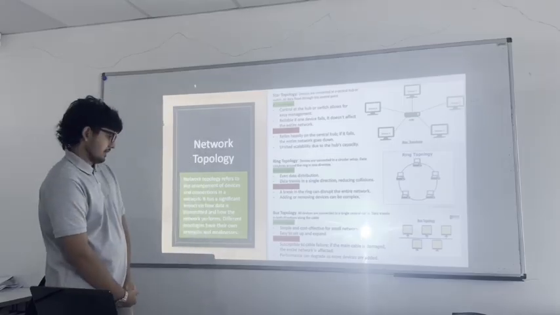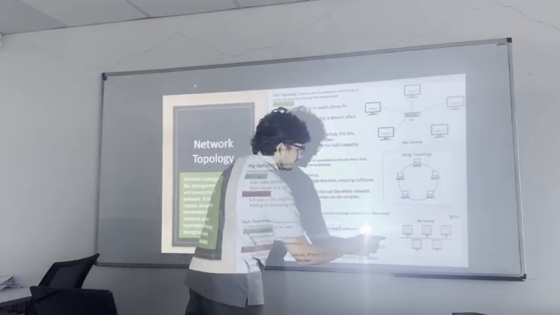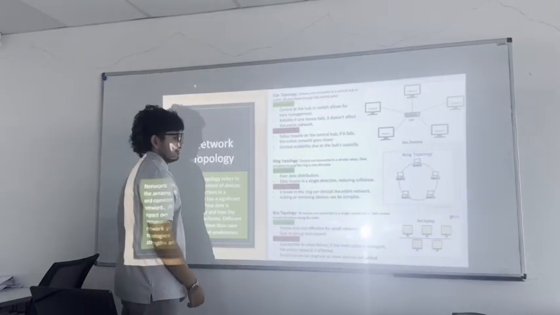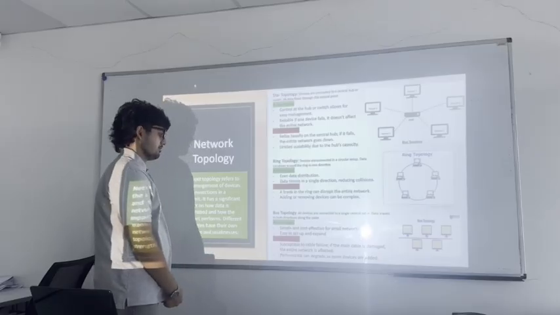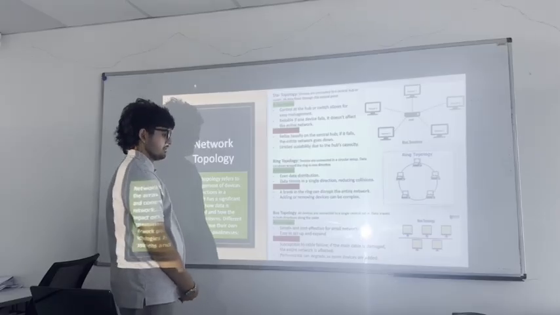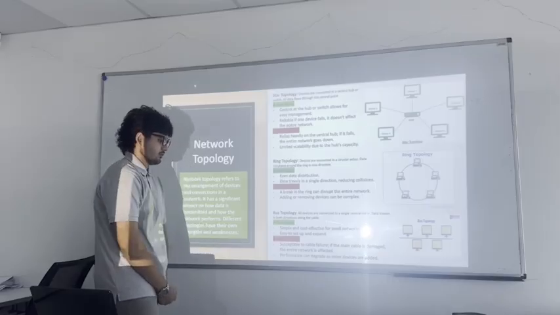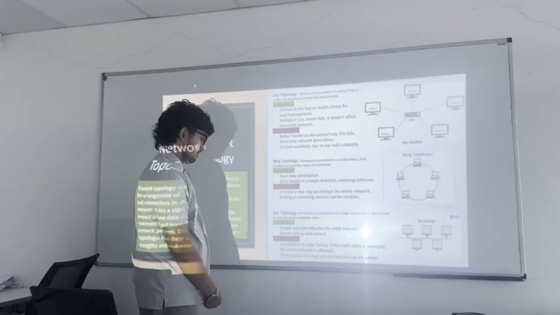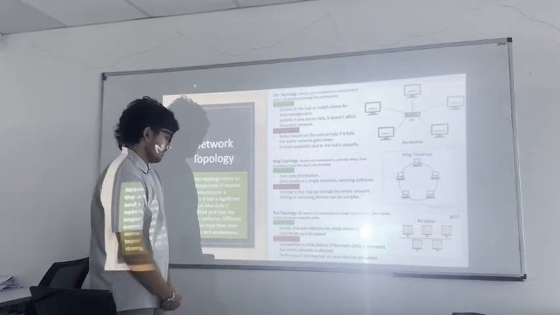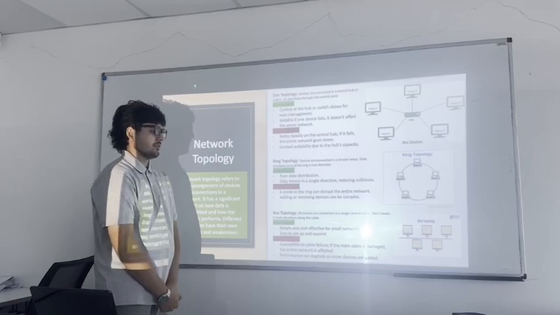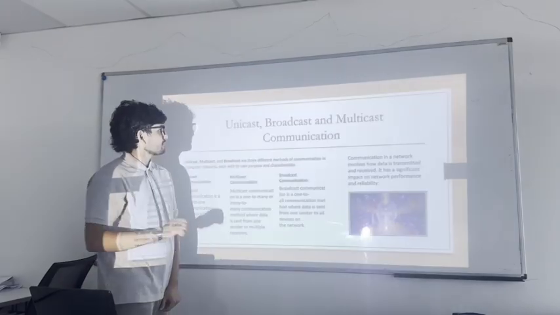Moving on to the last one, bus topology. So all devices are connected to a single central cable, and data travels in both directions along the cable. Advantages are it's simple and cost effective for small networks. And it's easy to set up and expand. However, drawbacks are it's susceptible to cable failure. So if the main cable is damaged, it's going to affect the entire network. And the performance can degrade as more devices are added to the central cable.